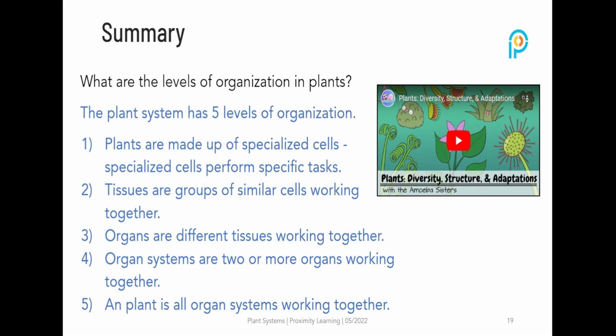Then you have tissues, or groups of similar cells working together. Organs are different tissues working together. Organ systems are 2 or more organs working together. And a plant is all organ systems working together.